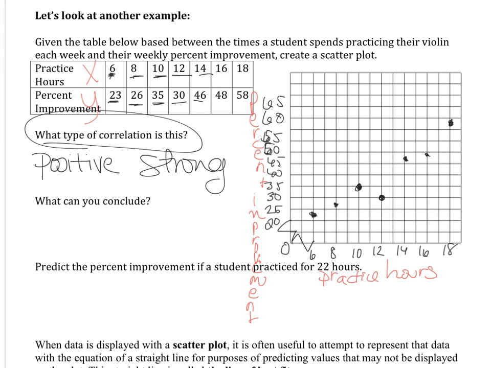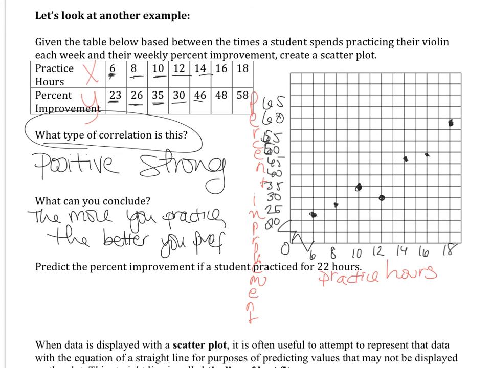If you had to write a conclusion, what conclusion would you write? The more you practice, the better you perform. And last one. It says predict, so I'm making a guess. Predict the percent improvement if a student practices for 22 hours.